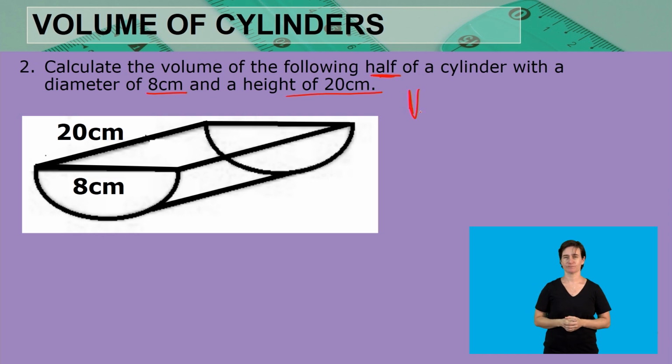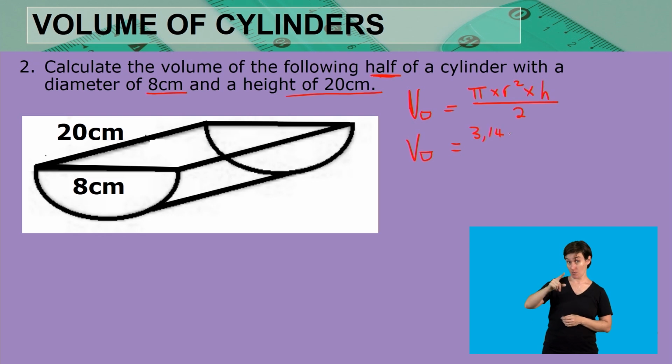So the volume of a half cylinder is going to be, well, for starters, the formula for a cylinder is pi multiplied by r squared multiplied by the height. Now, because we are working with half of a cylinder, that means we also need to work with half of the formula. So half of that cylinder there, we are going to say it is pi, which is 3,14, and we are going to multiply this by the radius.